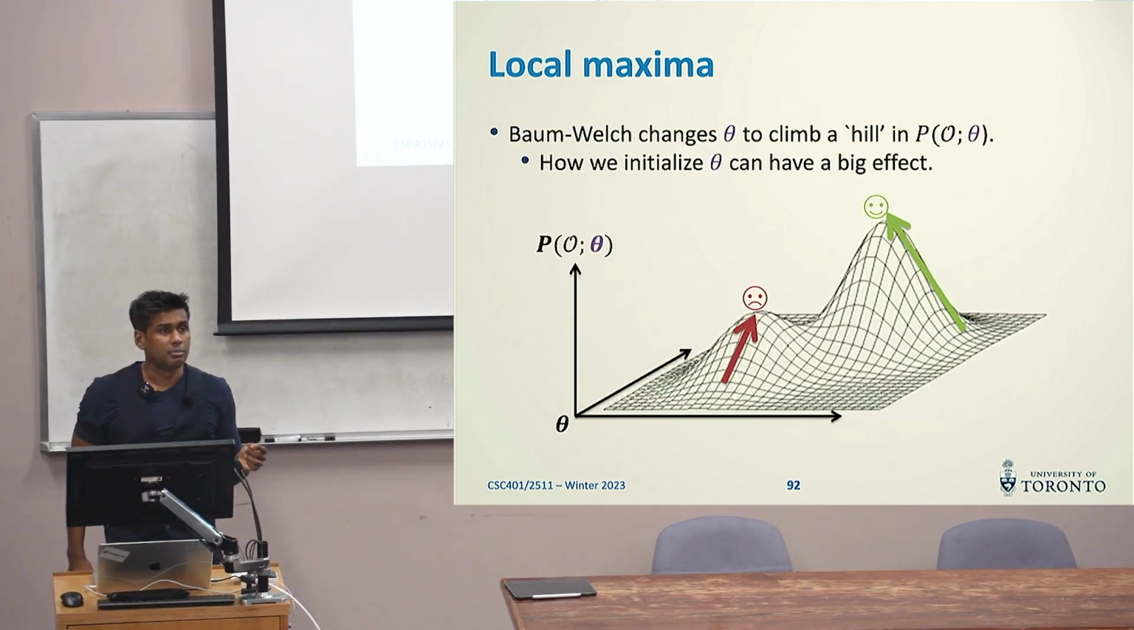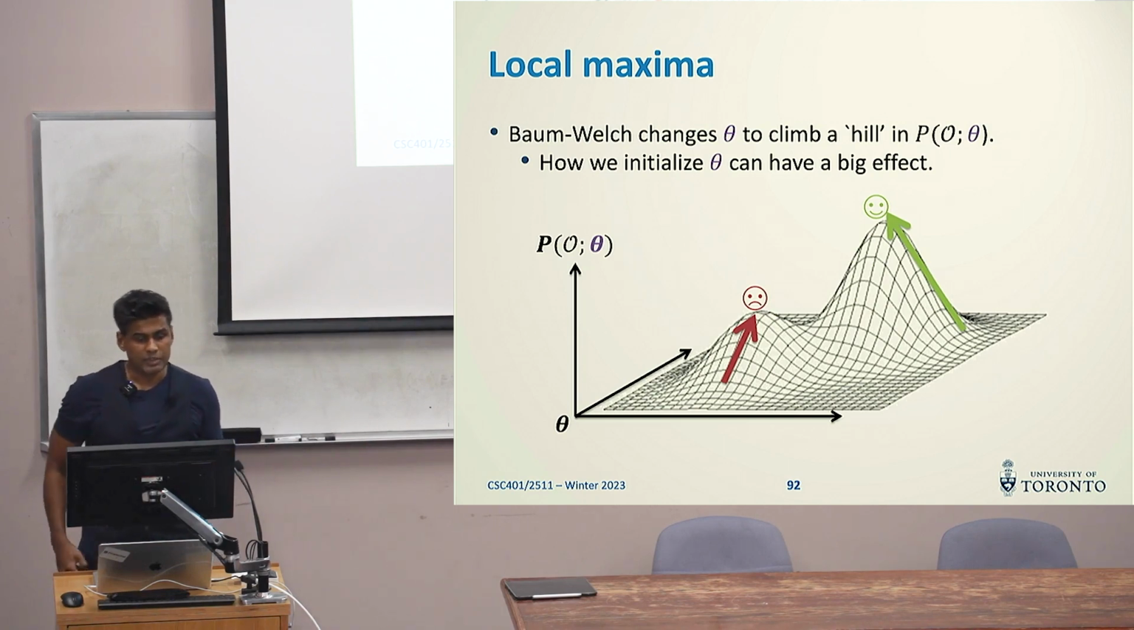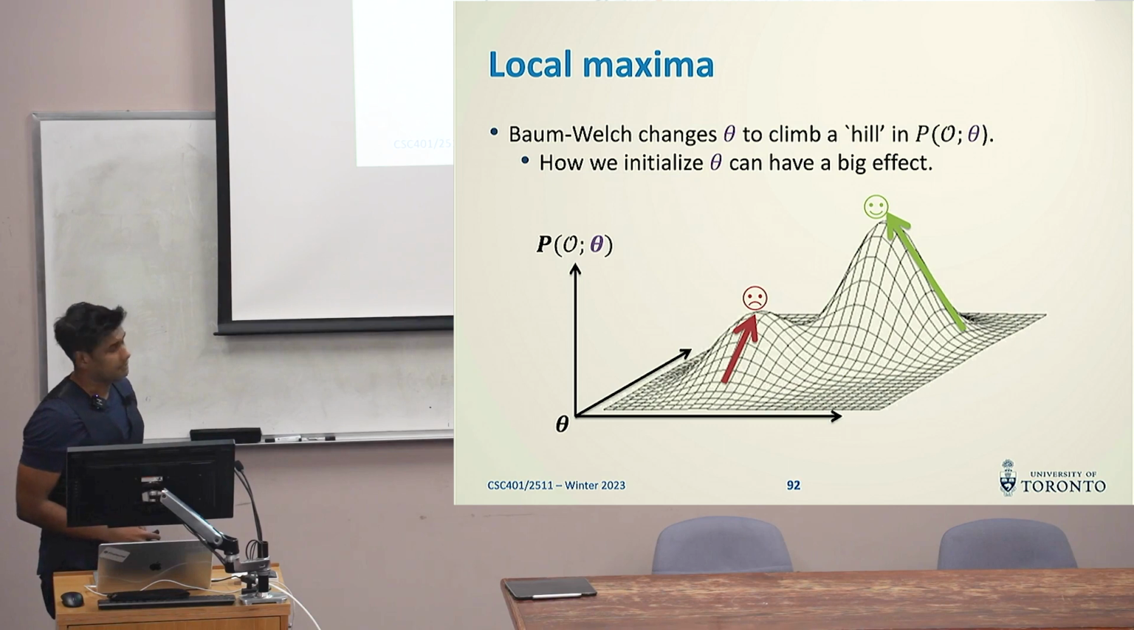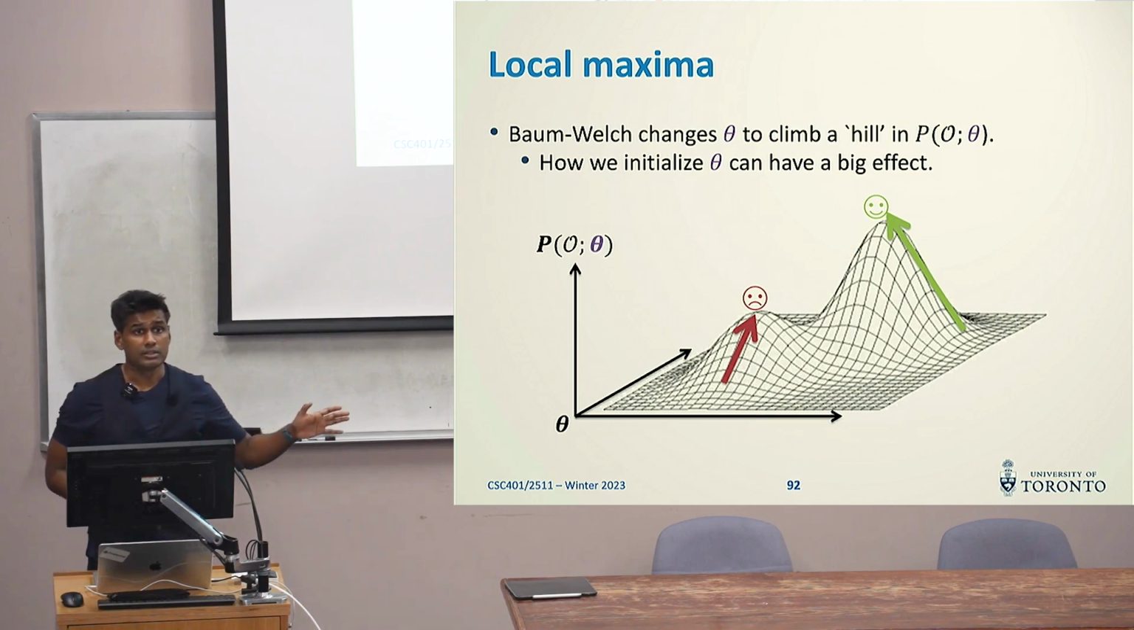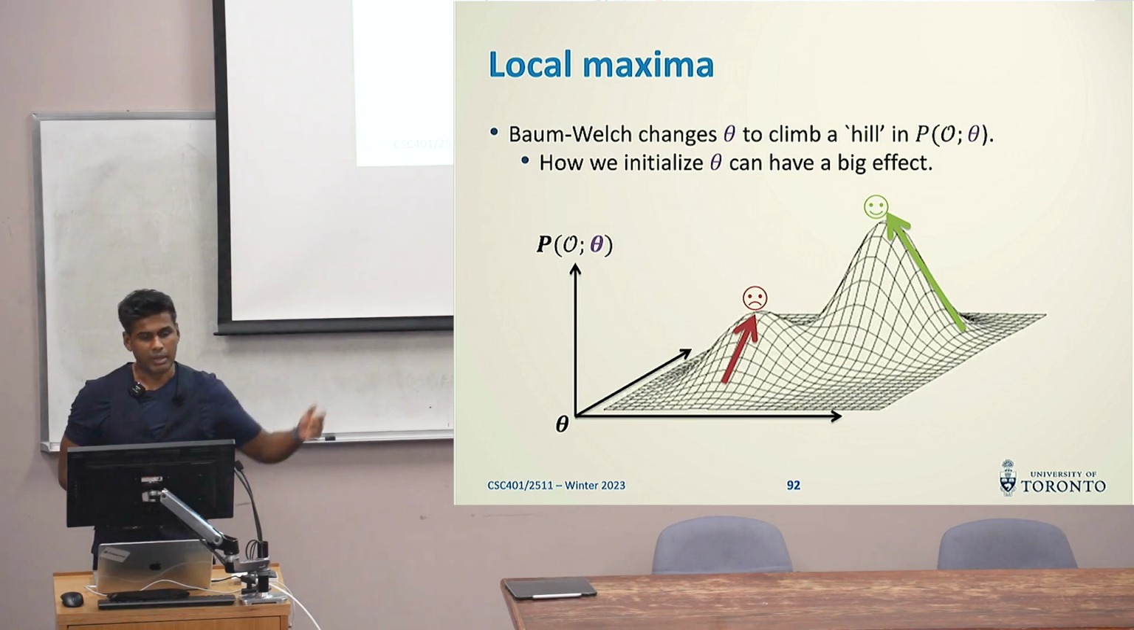One possible disadvantage of using iterative hill climbing, specifically in Baum-Welch, is that the initialization really matters. As you can see in this figure, depending on your initialization or start point, you could end up in a suboptimal maximum point, or a local maxima.